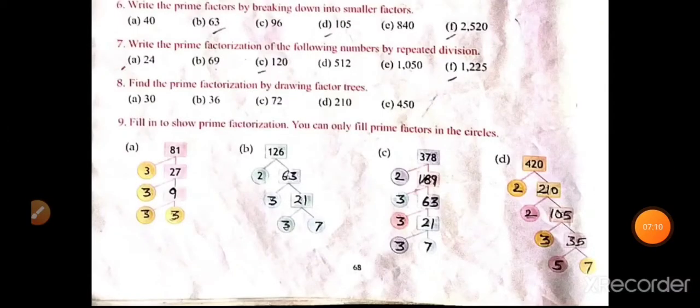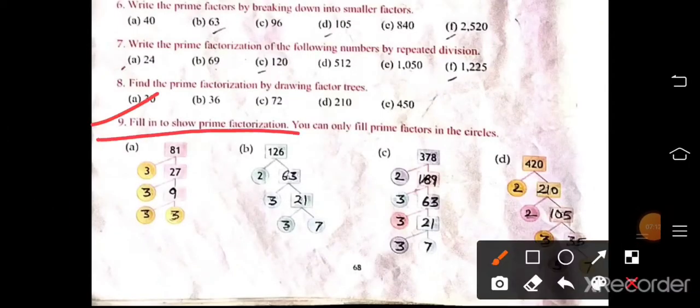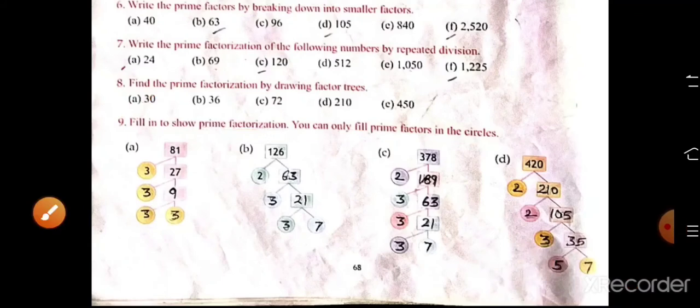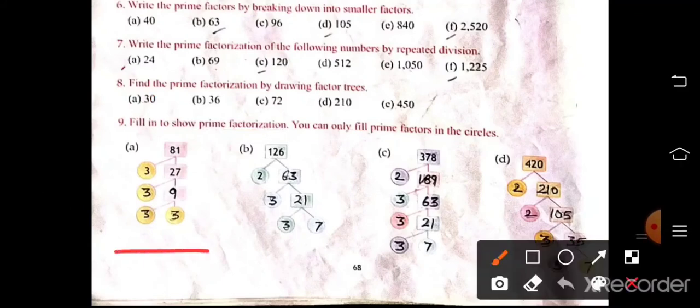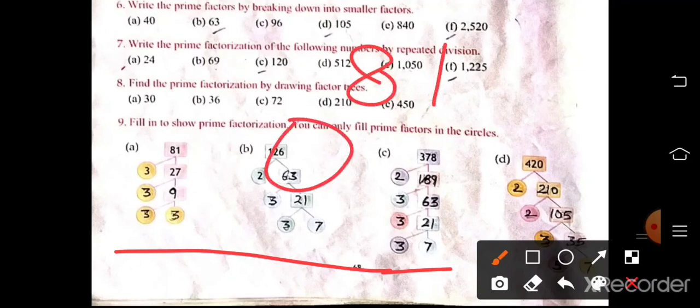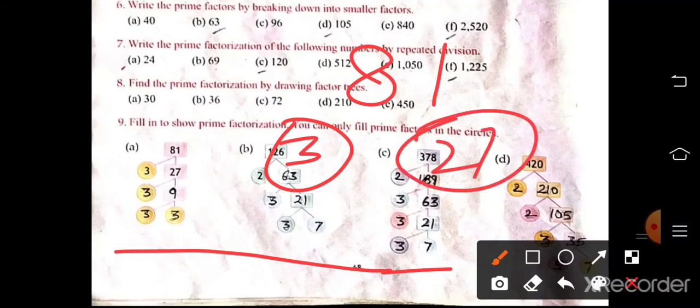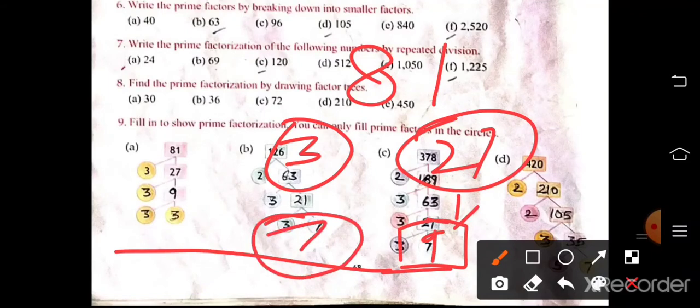Now question number 9, fill in to show prime factorization. You can only fill prime factors in the circles. So like this we have to fill. 81: first 3 is already written here, and here 27. Now 3 nines are 27, so here 3 threes are 9. Like this you have to fill.